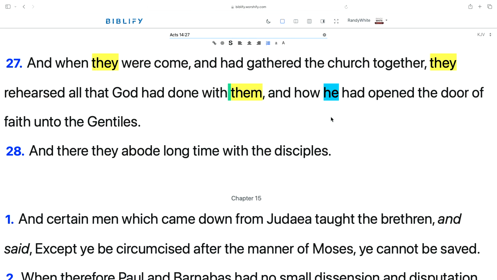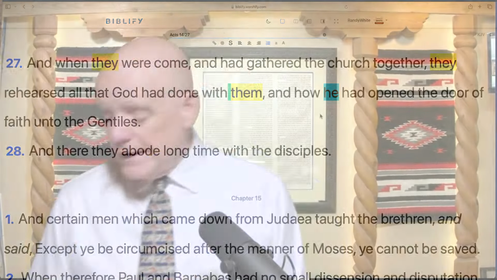I want to figure out what kind of meeting they're having here when they gathered together. Could it be that they gathered the church together, they rehearsed all that God had done with them and how he, Paul, I think to do it, you would have to show this playing with they and he, that it's Paul and Barnabas, but sometimes it just goes down to he. And you might be able to find that in Acts 14, Acts 15.